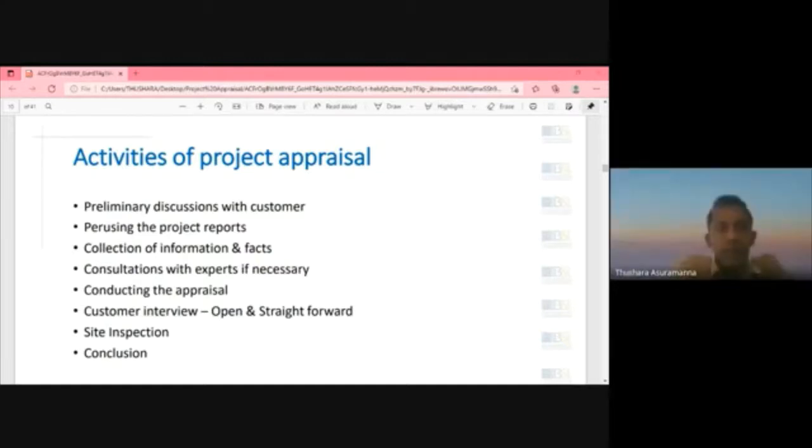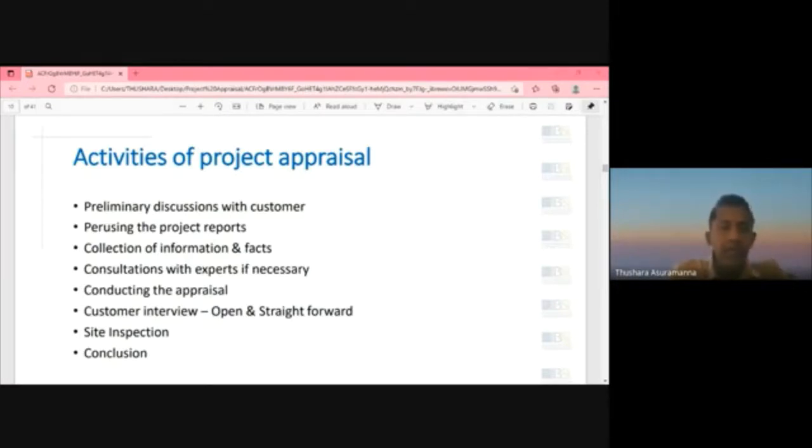Right, so let's see the type of activities we would undertake if the client comes to us. Generally, when you say project appraisal, this is what exactly we try to do. Let's see first what type of activities we do. Generally, this is similar to what we do for other loans, but in terms of project appraisal, because the nature is a bit different from general loans, we try to do it in a different way.